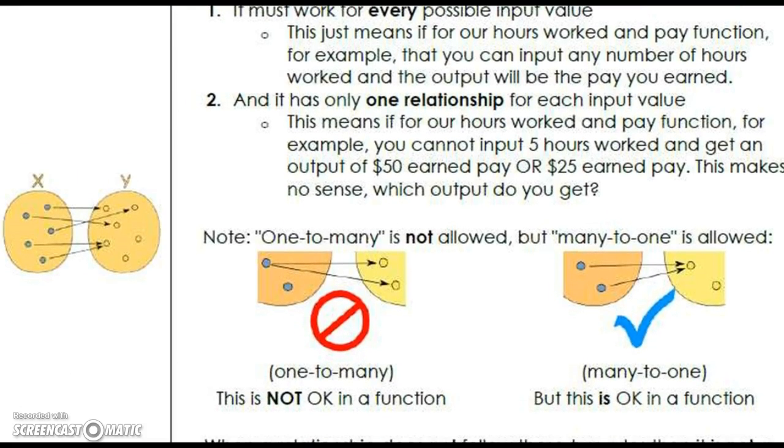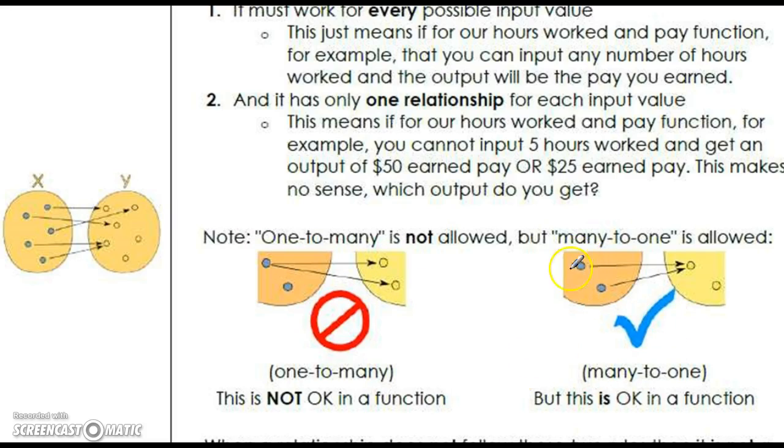For example, let's say you work 5 hours. You're either going to get an output of $50 that you earned or $25. It makes no sense to get two different outputs for the same input. So that's kind of this example. 5 hours, you can't get two different payments.